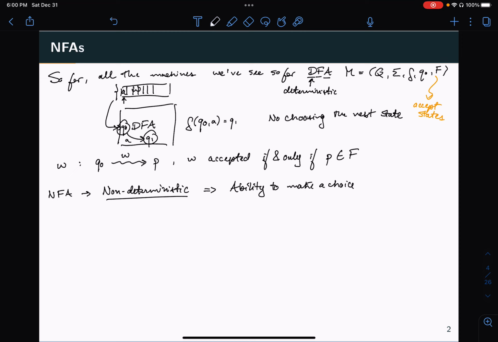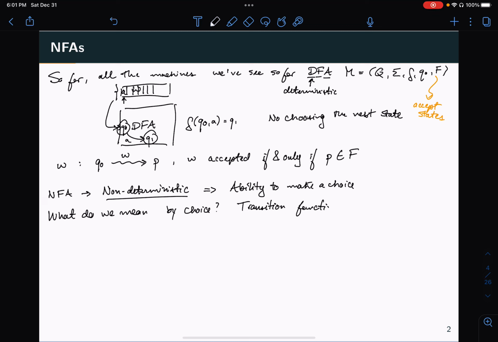And so what do we actually mean by choice? Like, there doesn't seem to be something that you can choose from a bag here. And so what do we mean by choice? Well, this is directly related to the transition function, okay?